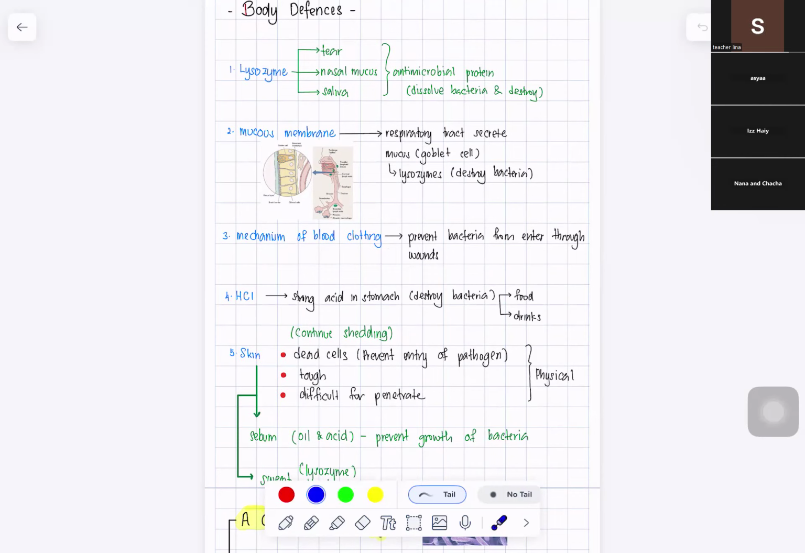Yes. At which part do they have lysozyme? In saliva, then tear, then nasal mucus. Okay, right. Now you know the body defence is high. How many body defences do we have? Five. Okay, very good.